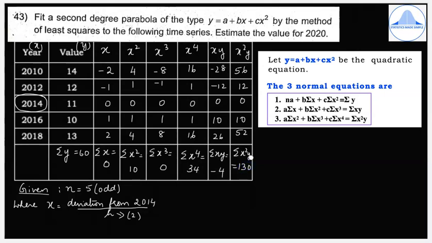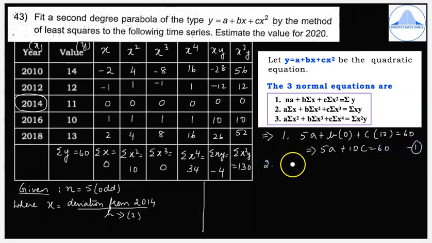Now let us substitute all these values in the three normal equations. So what will we get now? Take the first one. So it is NA. So 5a plus b into 0 plus c into 10 is equal to 60. Which implies 5a plus 10c is equal to 60. I'll call this equation 1.